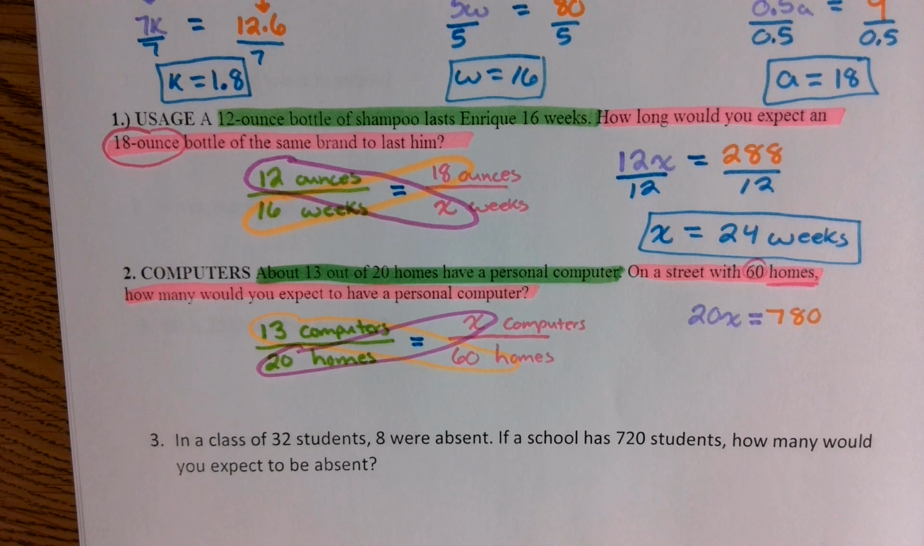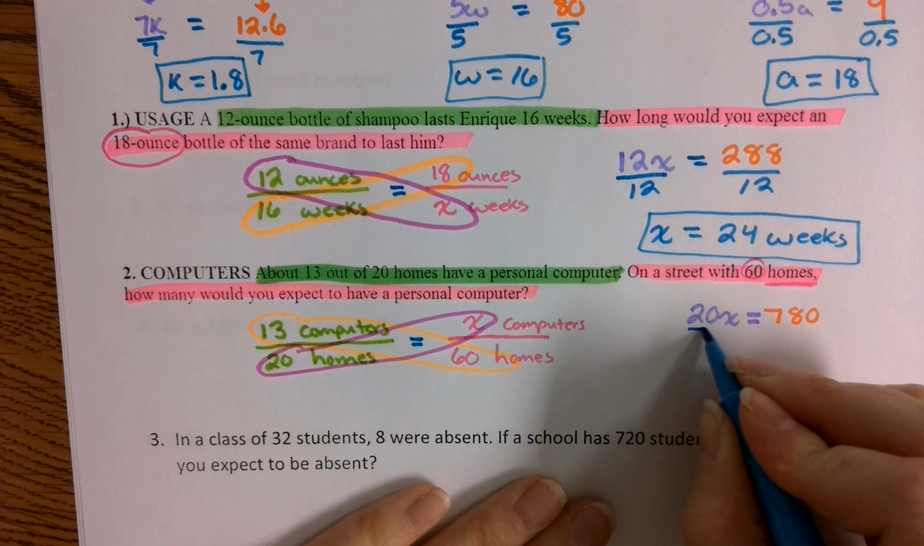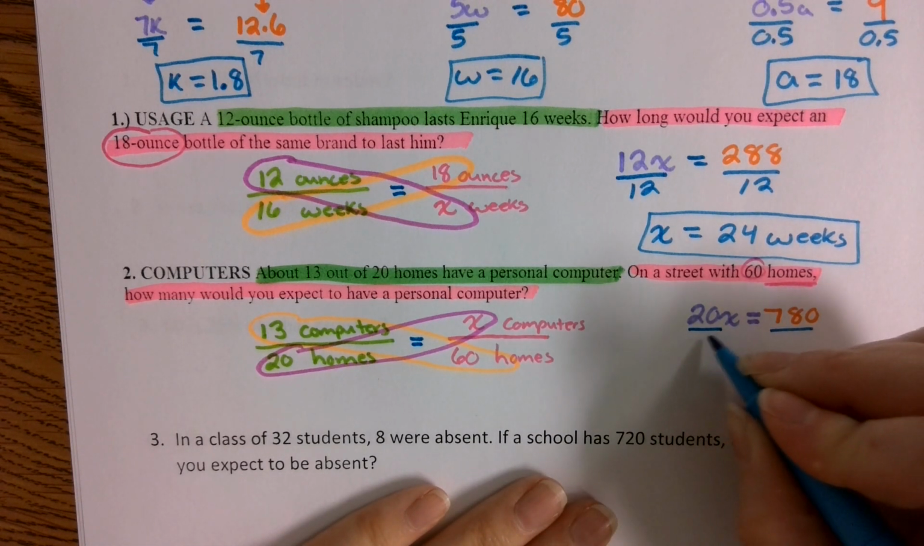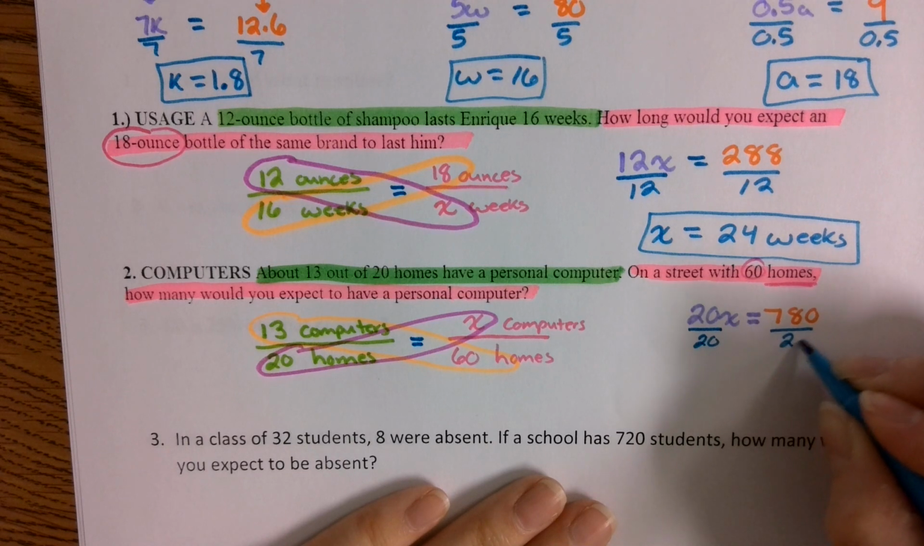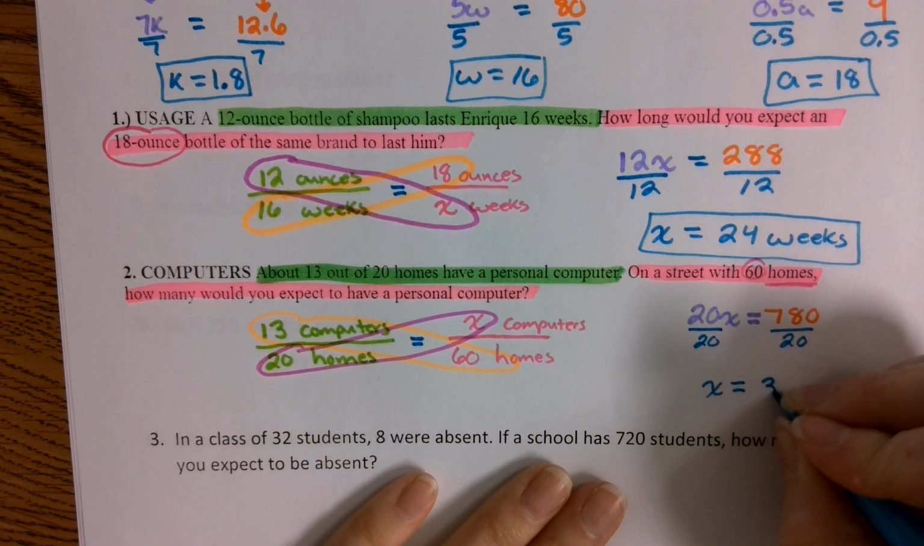And Guadalupe, what do I need to do in order to get x by itself? Same process we've been doing this whole time. Divide. Good. We're going to divide both sides by the 20. Okay, so if we do 780 divided by 20, we're going to get 39.